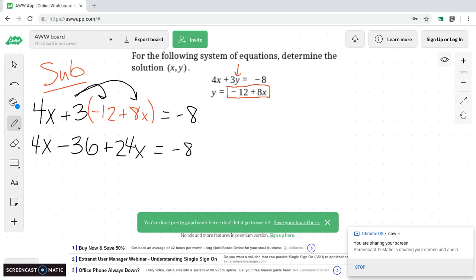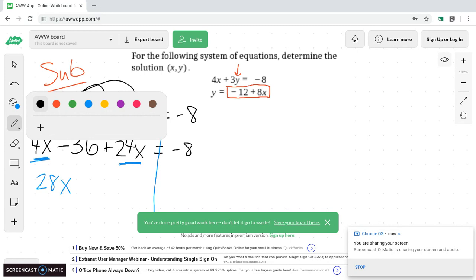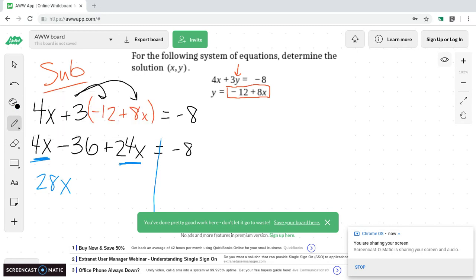So now we can go ahead and combine some like terms. So we have an x value here and we have an x value here. So we can combine those since they are on the same side of the equal sign. They're both to the left of the equal sign since our equal sign is right here. So we can go ahead and combine 4x and 24x. They're both positive, so we end up with a 28x. We didn't do anything with the minus 36, so we're just going to bring that down here. And it still is equals negative 8.